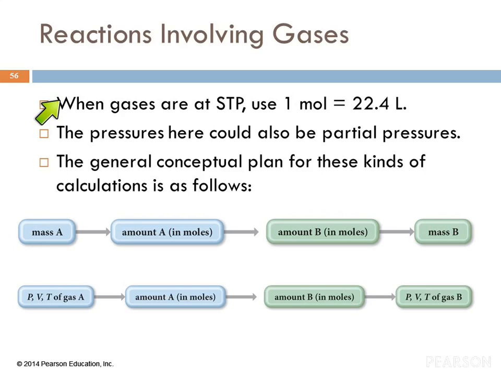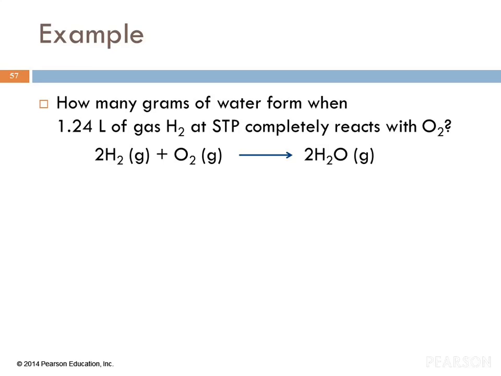The easiest ones are when the gases are at STP. When the gases are at STP, then you can use the molar volume of a gas at STP and convert from moles to liters that way, and you don't have to use the ideal gas law. Now, if you forget about this or you don't remember the number, you can still use the ideal gas law to find it. It just is a little longer. Pressures in a situation like this could be partial pressures. So just be aware of that. So let's do an example.